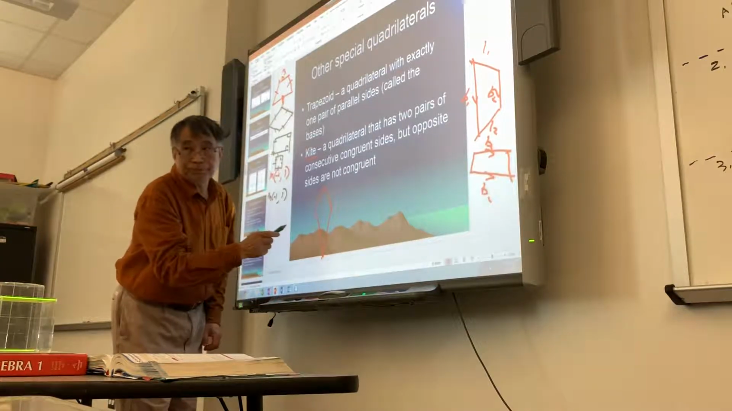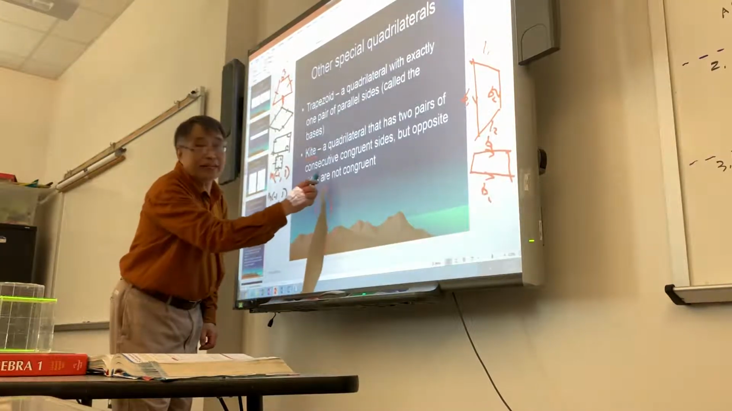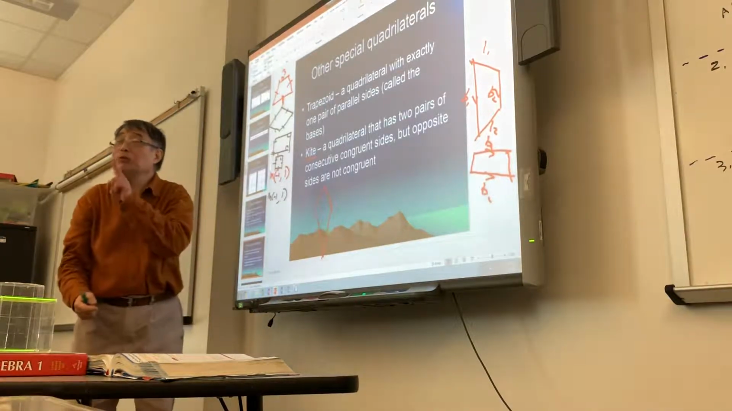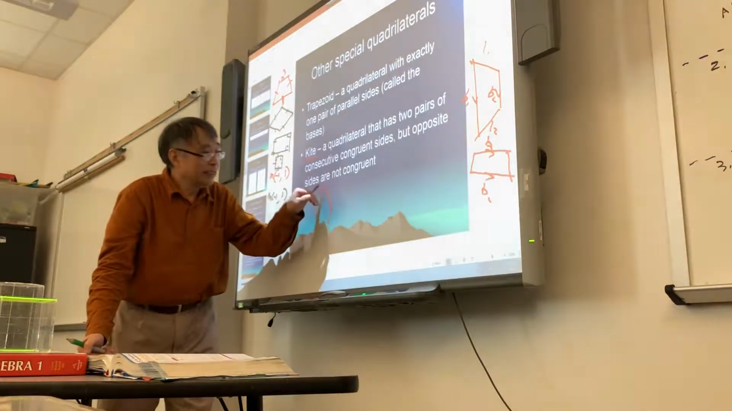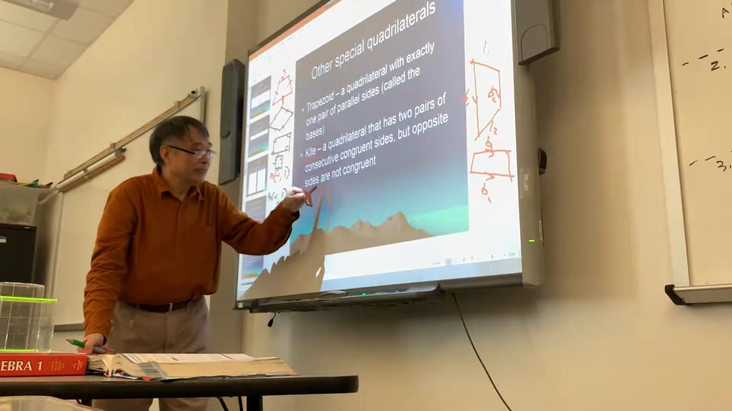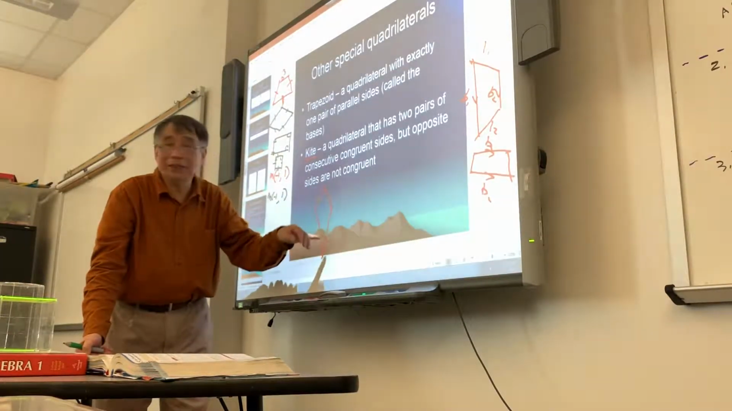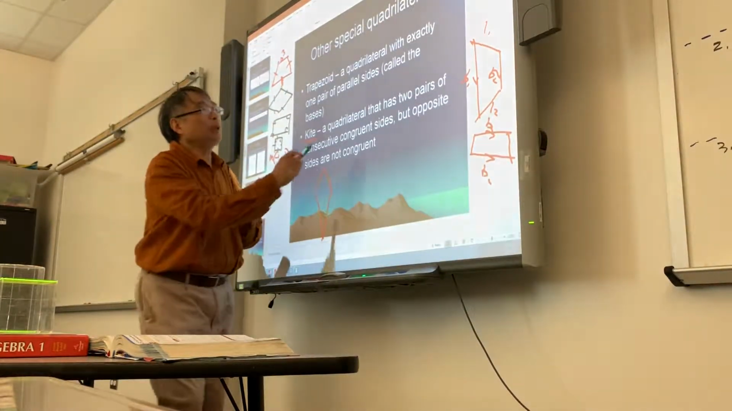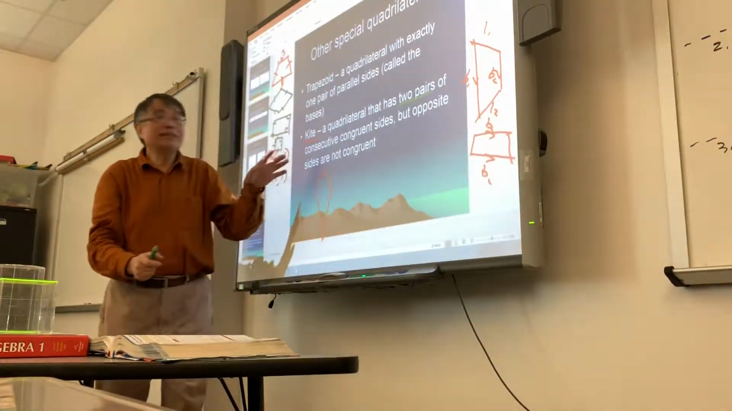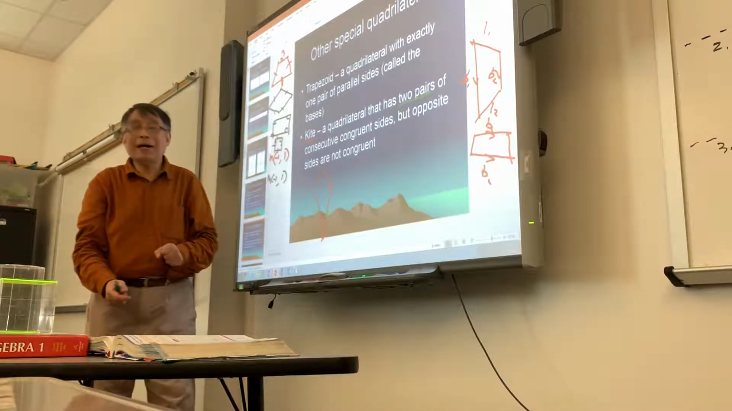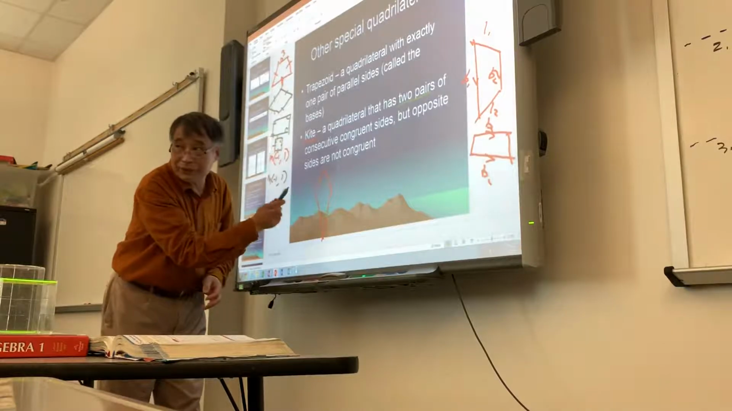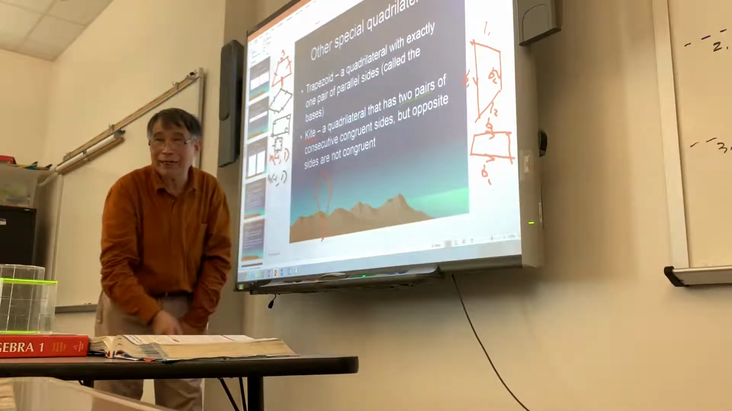Those 2 are congruent, consecutive. Only 2 consecutive sides are congruent. This is congruent, not congruent. This is consecutive, not congruent. This is consecutive, not congruent. Only 2 pairs of consecutive sides are congruent, but the opposite sides are not congruent. This side is not congruent. This side is congruent.